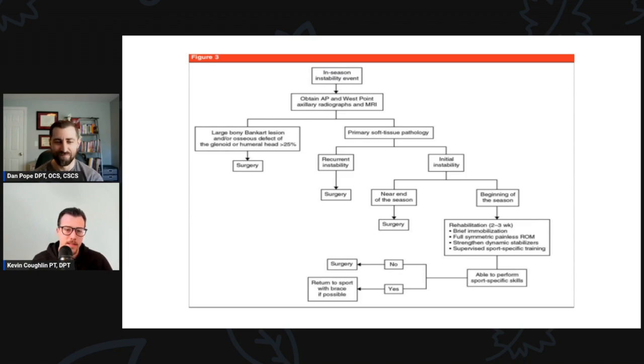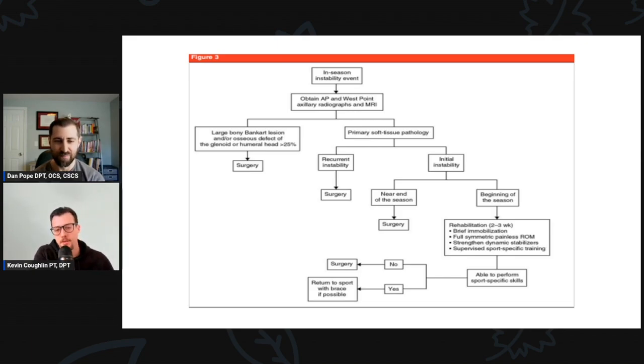And here's a kind of, it's a little blurry, but it was hard to fit all on the slide. It's an algorithm from the Owens paper. I'm not going to go through every specific thing, but I think it will be helpful for folks to look at and maybe use in their clinical decision making.